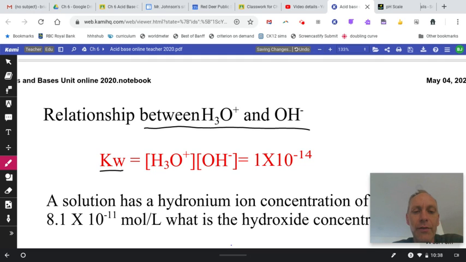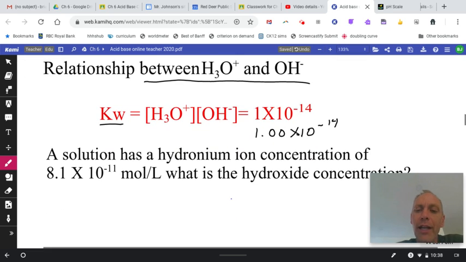It's concentration of hydronium times concentration of hydroxide, and it's 1.00 times 10 to the negative 14. So it's a mathematical constant. It always holds true for any aqueous solution, which is kind of interesting.